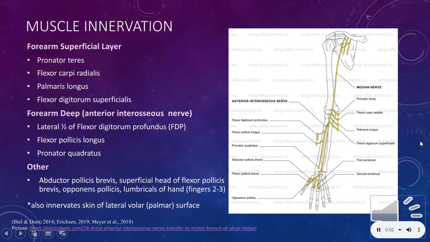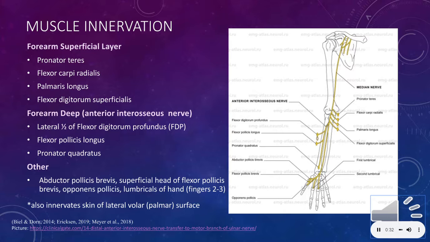The median nerve innervates the muscles of the forearm and some muscles in the hand. The forearm superficial layer muscles are the pronator teres, flexor carpi radialis, palmaris longus, flexor digitorum superficialis, and then deep to that, which is supplied by the anterior interosseous nerve, it innervates the lateral one half of the flexor digitorum profundus and the flexor pollicis longus and the pronator quadratus.